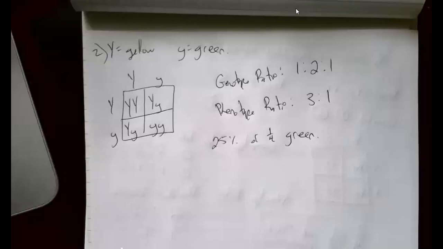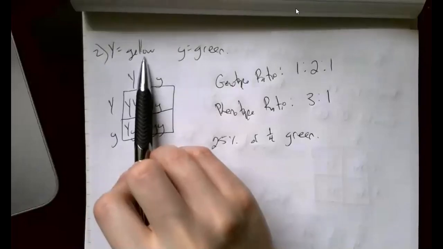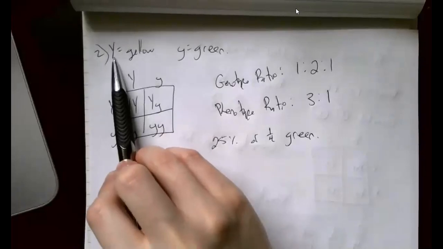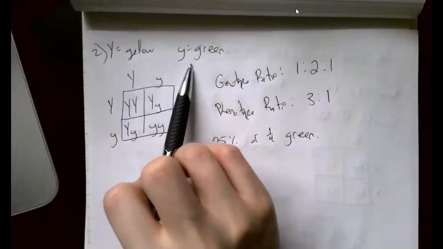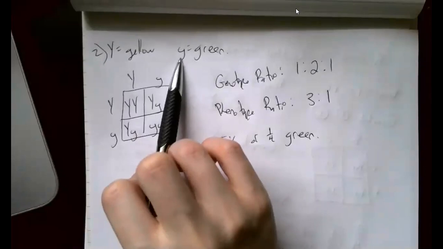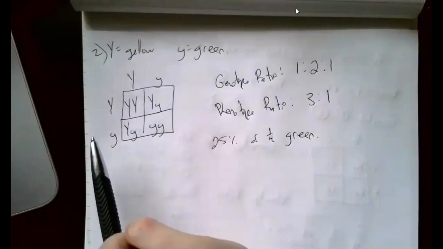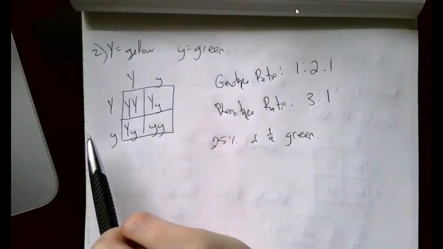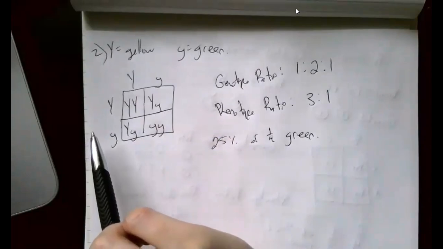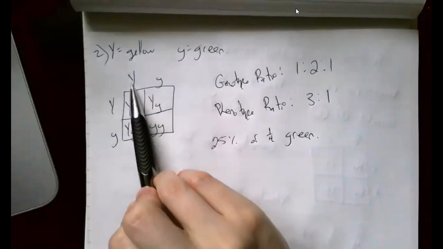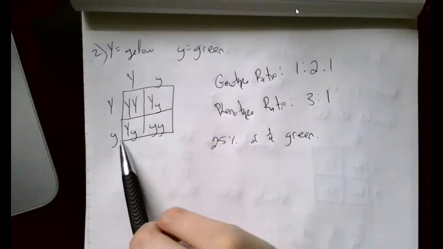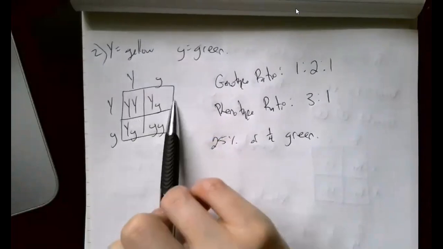Okay, so for number 2, we're told that yellow is dominant, so we'll represent that with a capital Y. Green is recessive, so it gets a lowercase y. And then we're told that both parents are heterozygous, meaning that both have a big Y and a little y. So I put the big Y and the little y on both sides, and then I fill in the grid.